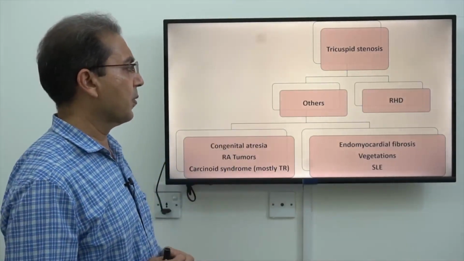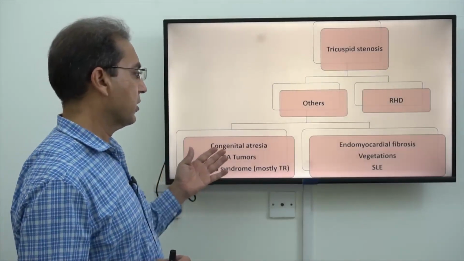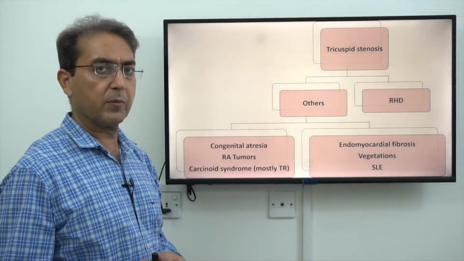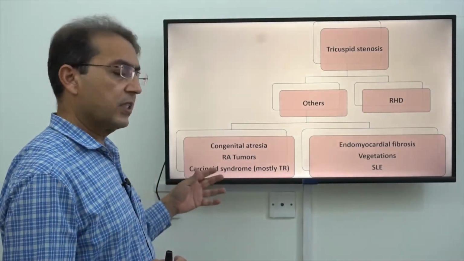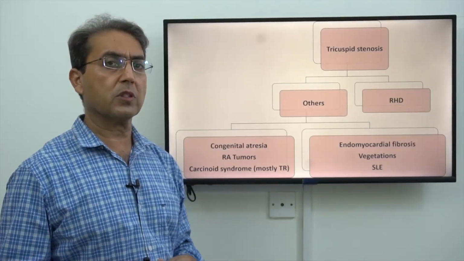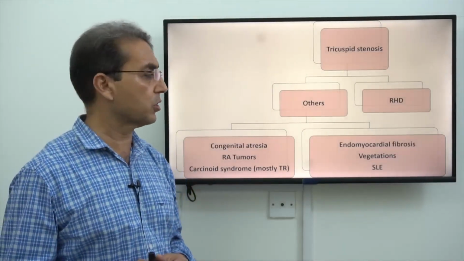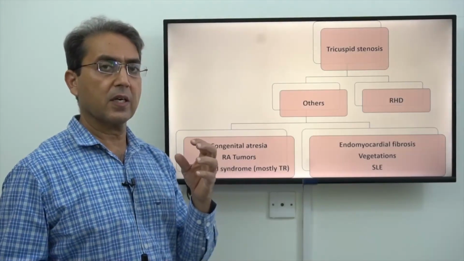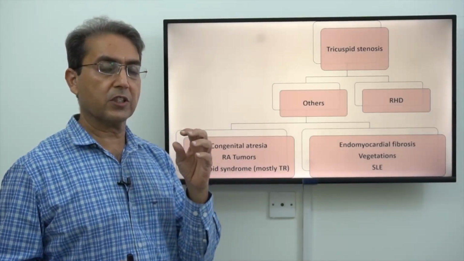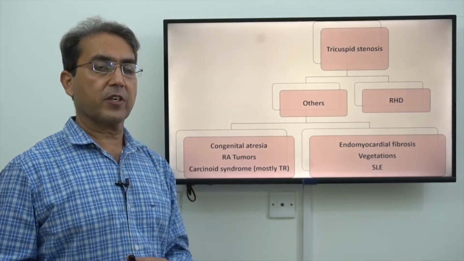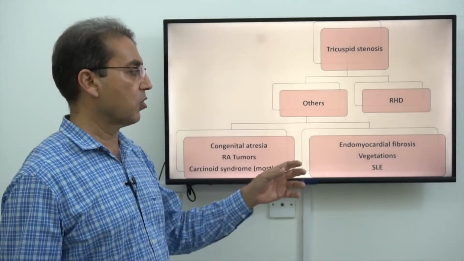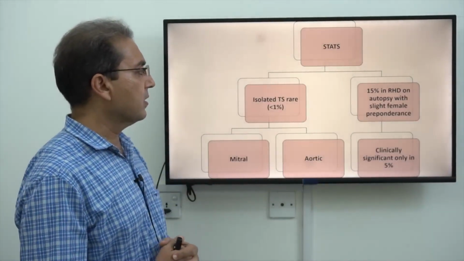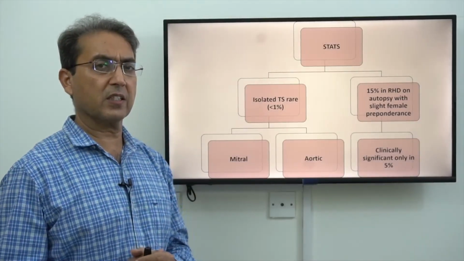Then other very uncommon causes of tricuspid stenosis include congenital atresia. There may be right atrial tumors like left atrial myxoma, there may be a right atrial myxoma. Carcinoid syndrome: most of the time it produces tricuspid regurgitation rather than tricuspid stenosis. And then you've got endomyocardial fibrosis, and large vegetations which are present in patients who are IV drug users. These vegetations, if they are present on the leaflets of the tricuspid valve, can result in stenosis. And then you've got connective tissue disorders like SLE. They can produce it.